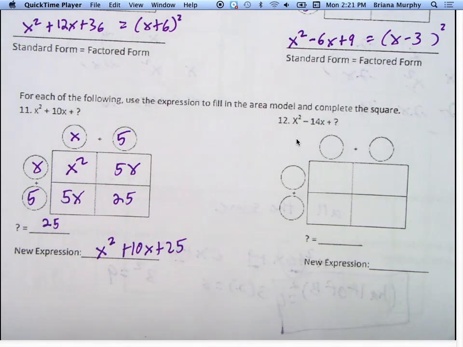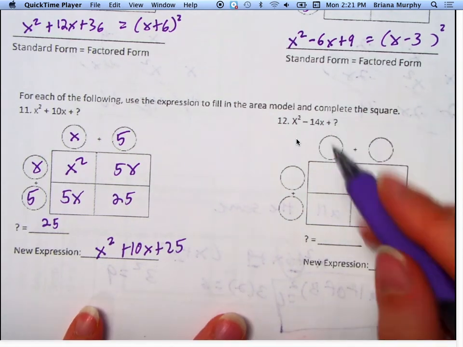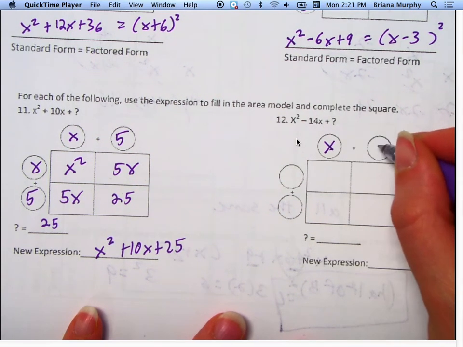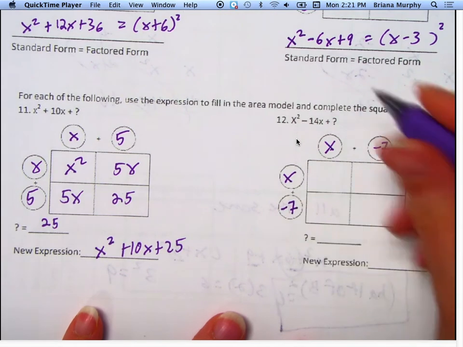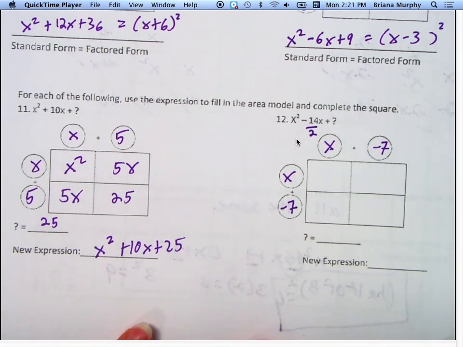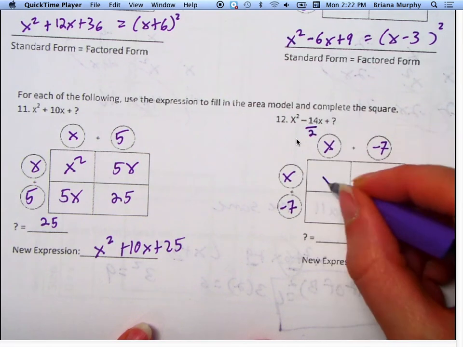How would we do that? What do we get? What goes in my bubbles? I got negative 2x. And 7, negative 7, okay, and x and negative 7, okay. Because it's always half of this. Good. That's negative 14. So x and x gives me x squared.